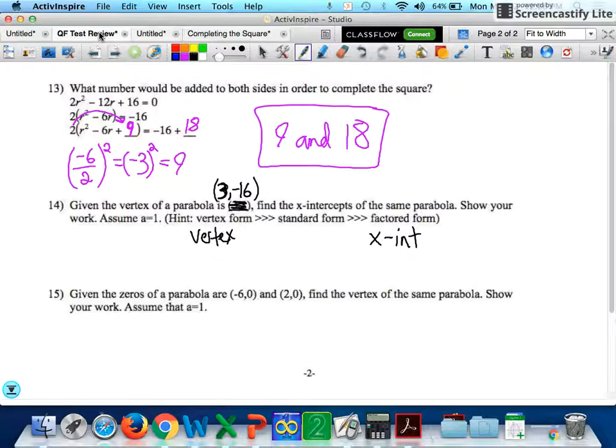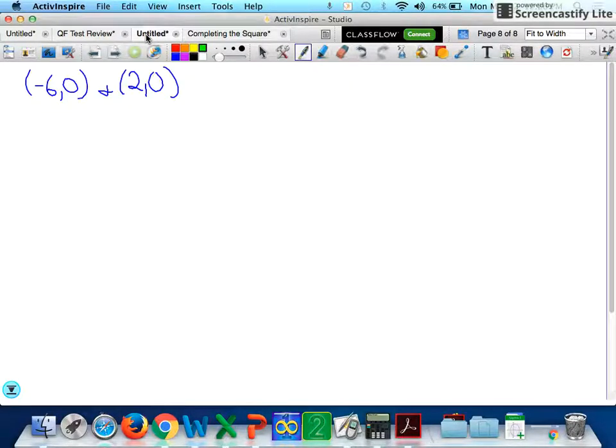Yep. Again, A is going to equal 1. Don't have to worry about that. But what we do have to worry about is how do we go from zeros to vertex? Well, it's the opposite direction that we were going in. On this problem, we're starting with factored. We got to go to standard and then to vertex. Well, from our zeros to factored form isn't a giant leap.